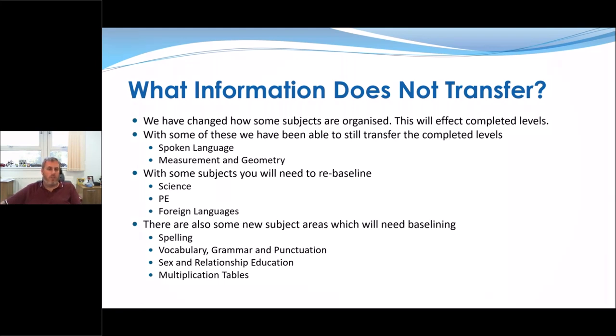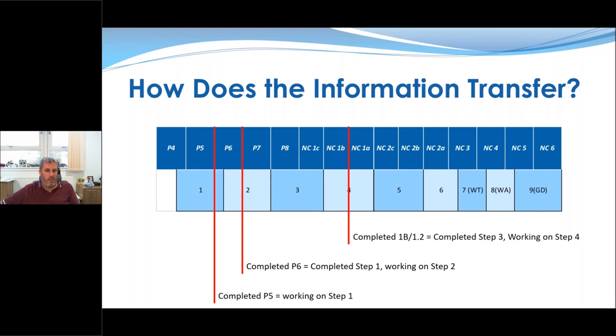So how does the transformation happen? How do we transfer that data? Going back to that grid earlier, if a child is working on P6, then we know P5 is complete. So we will take that completed P5, and as that is still within step 1, they're going to be working within step 1. For a child who's achieved P6, they're going to be working within step 2. So step 1 will be complete, and they'll be working on step 2. And for a child who's achieved 1B, they're working in step 4, therefore step 3 will be complete. So it is quite simple, quite easy.